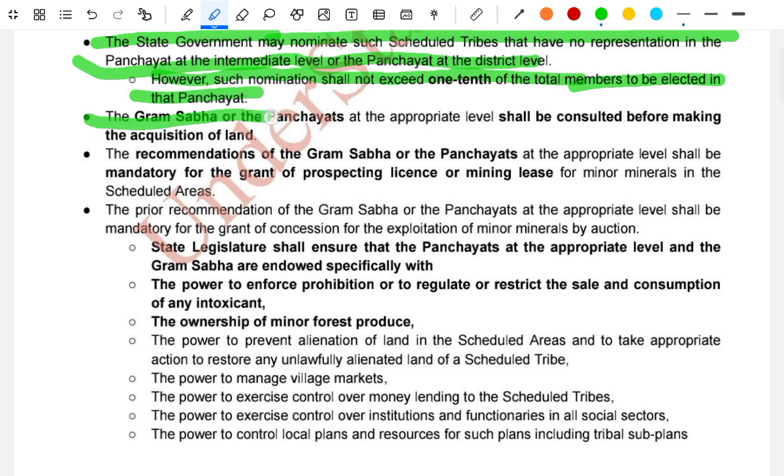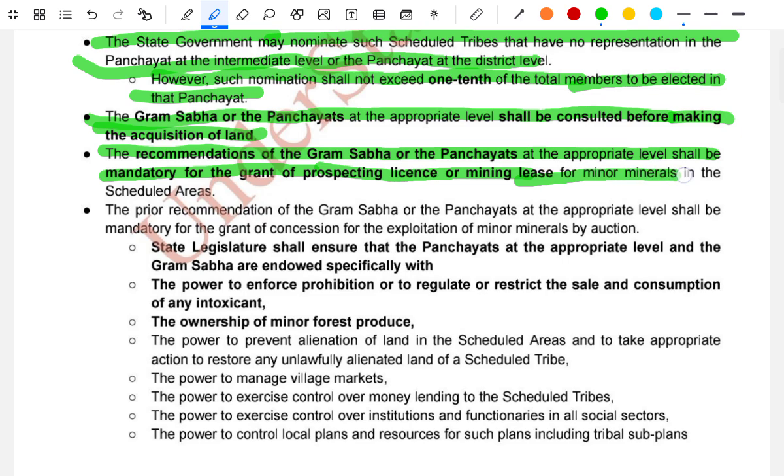The Gram Sabha or the panchayat at the appropriate level shall be consulted before making the acquisition of land. The recommendation of the Gram Sabha or the panchayat at the appropriate level shall be mandatory for the grant of prospecting licenses or mining leases for minor minerals in the Scheduled Areas. The prior recommendation of the Gram Sabha or the panchayat at the appropriate level shall be mandatory for the grant of concessions for the exploitation of minor minerals by auction.